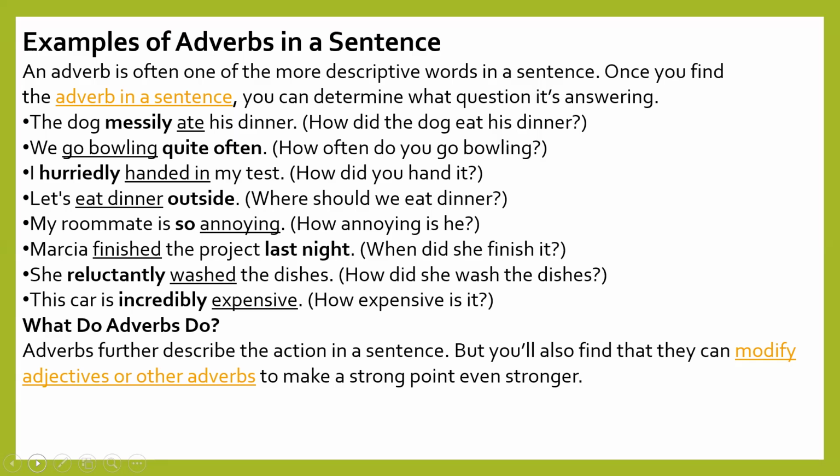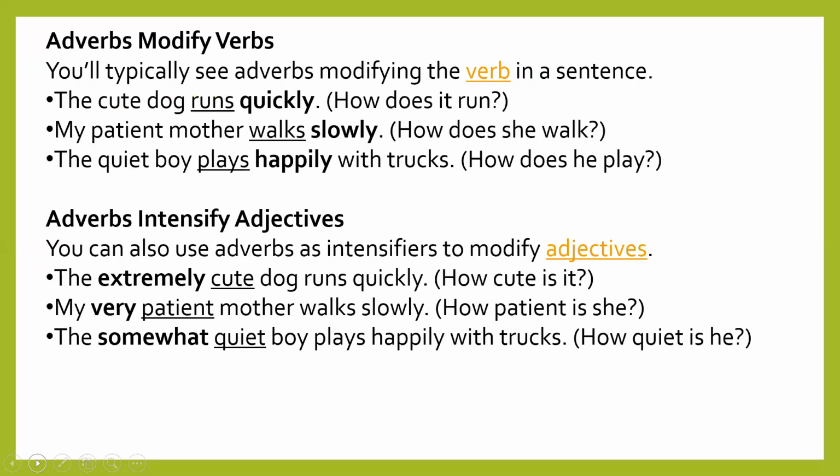My roommate is so annoying: how annoying is she? Marcia finished the project last night: when did she finish it? Last night. So last night is an adverb. She reluctantly washed the dishes: how did she wash the dishes? Reluctantly, unwillingly. So reluctantly is an adverb. This car is incredibly expensive: how expensive is it? Incredibly is an adverb. So the adverb modifies adjectives, verbs, or other adverbs.